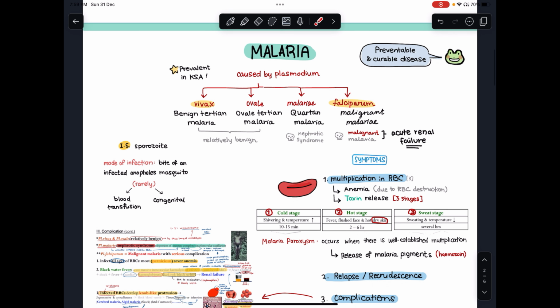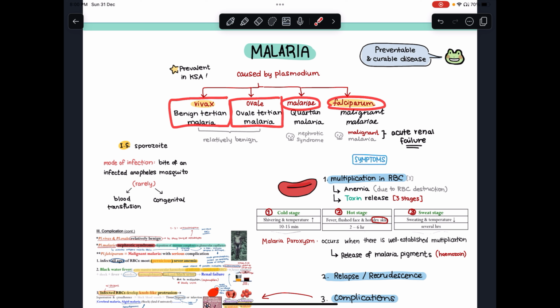First thing, internal malaria. You know that it's prevalent in KSA. What's also important is that we have four types: Plasmodium vivax, Plasmodium ovale, Plasmodium malariae, Plasmodium falciparum. These two, you'll probably remember them from when we had the urogenital parasites.